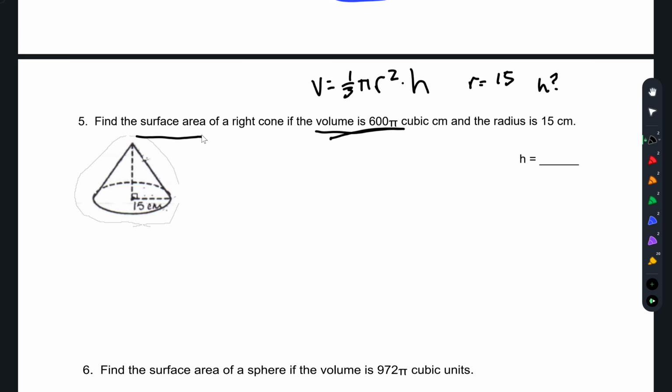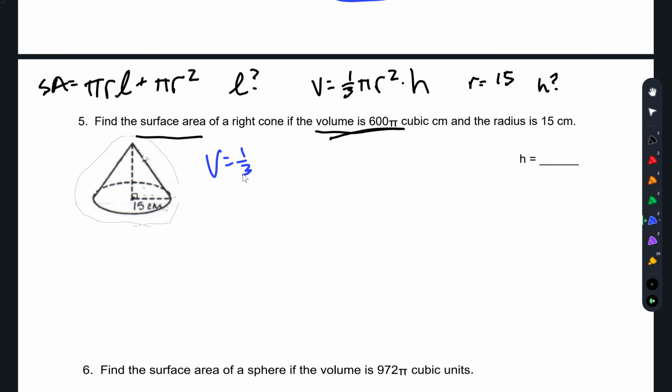Well, surface area formula for my cone is surface area equals pi RL plus pi r squared. Again, we know the radius is 15, but we do not know that slant height. So here's what we're going to do. We're going to start with our volume. We're going to find the height of my cone, and then I'm going to use that height to help me find the slant height and therefore the surface area. So let's start here with volume.